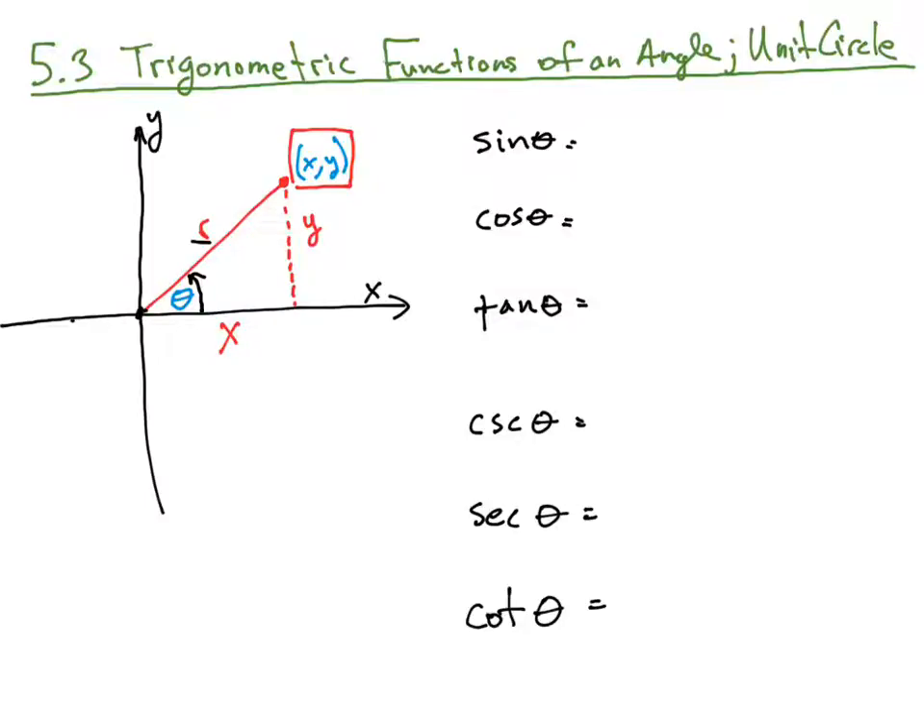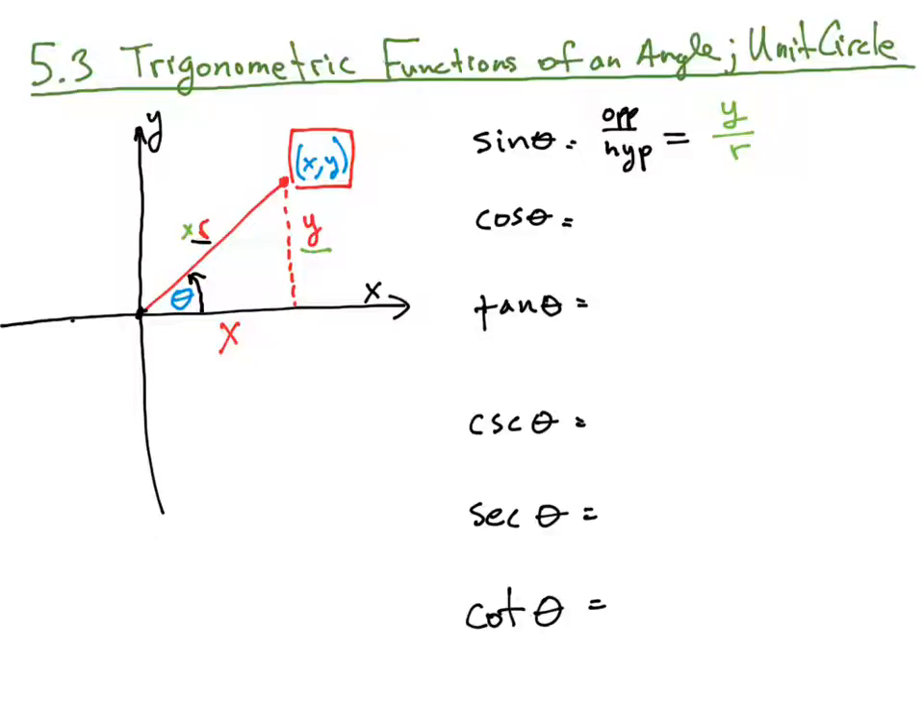So we can define the trig functions using the coordinates x, y, and that distance r. It follows from the definitions we had earlier. Previously we said that sine theta is equal to the opposite side over the hypotenuse. The opposite side in this imaginary triangle would be y, and the hypotenuse would be r. So we would say y over r here.